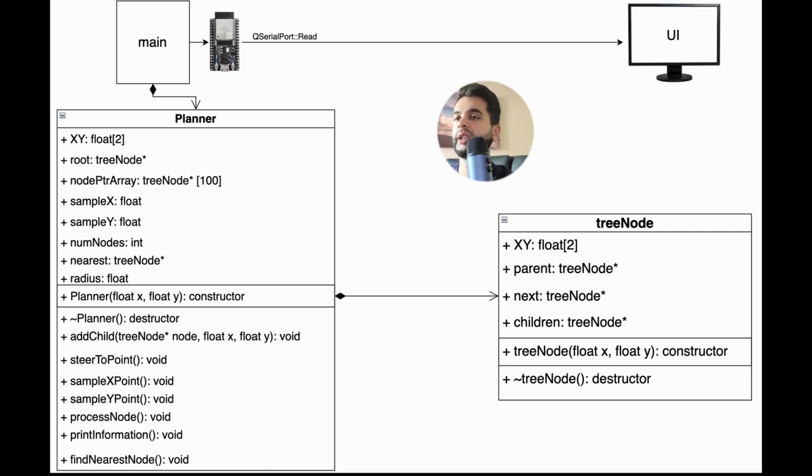Steer to point, you saw how that works before. Sample X and Y, I'm just sampling a point. Process node, this will take the pointer and then add it to this array here.